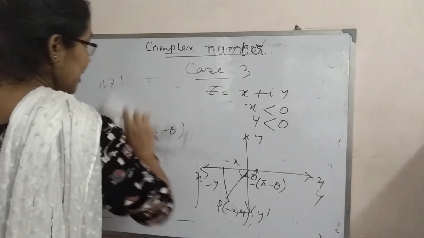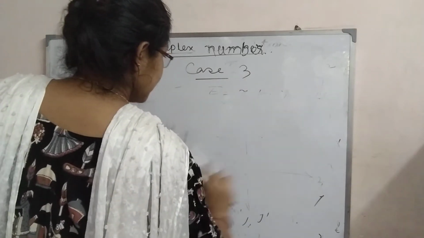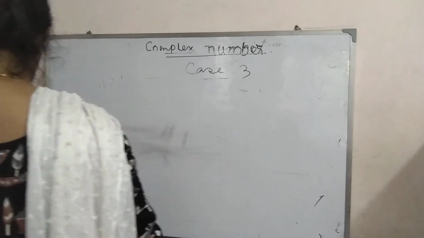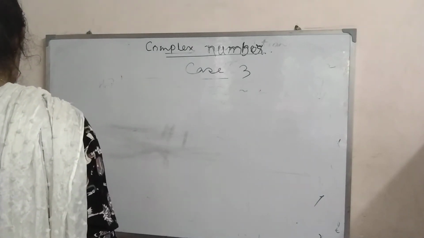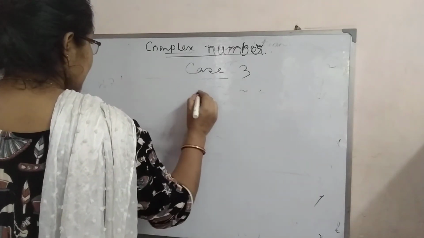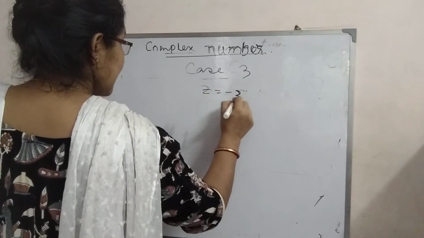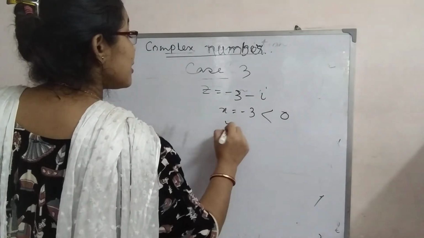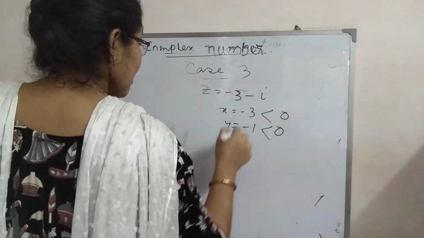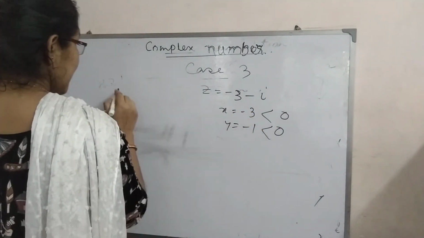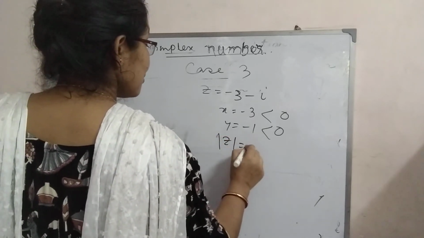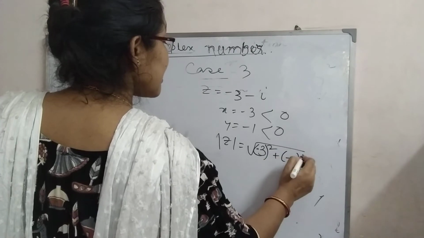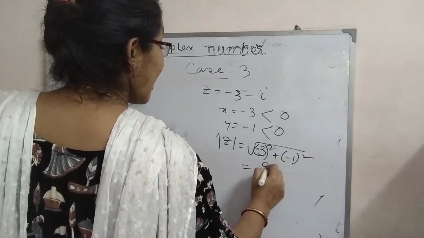Here I will give an example and you will see it properly. z equals minus 3 minus i. Here x equals minus 3 and y equals minus 1. So this point lies in the third quadrant. So mod z equals root over minus 3 square plus minus 1 square, that is 9 plus 1.